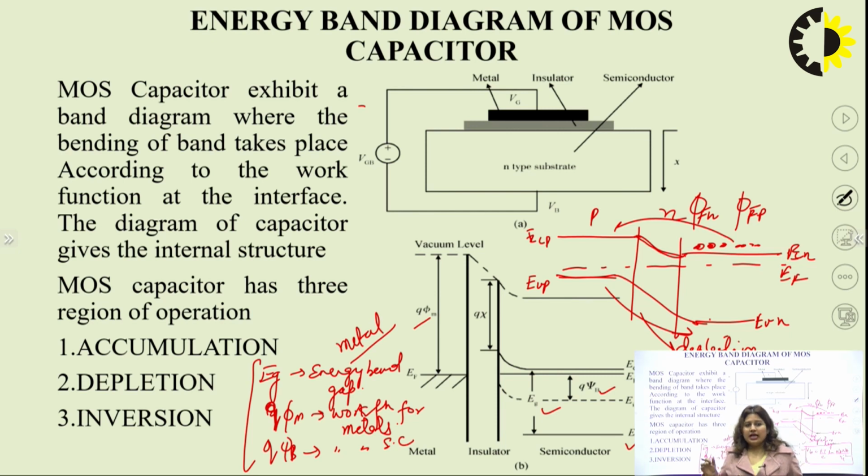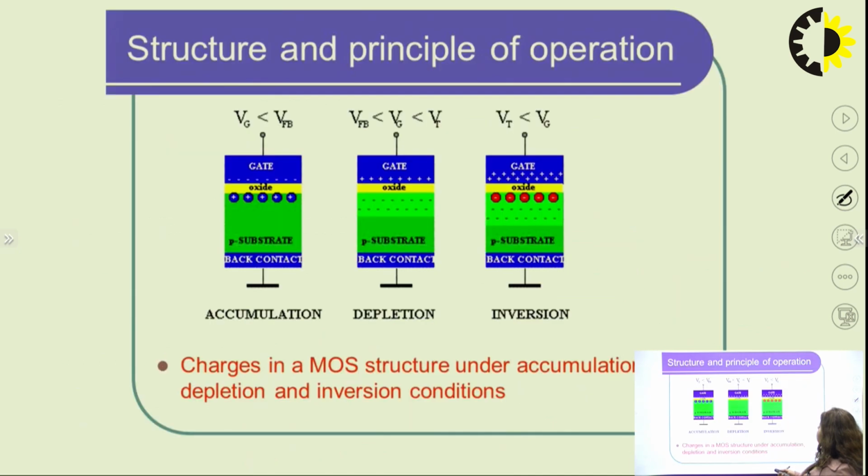The MOS capacitor has three regions of operation basically. The first region is accumulation, then depletion, and the last region is inversion. As in the case of the BJT, where we have three regions of operation, the saturation, active, and cutoff region, here the regions of operation are different: accumulation, depletion, and inversion. If we see the structure and principle of the MOS capacitor, the first one shown is accumulation, the second one is depletion, and the third one is inversion.